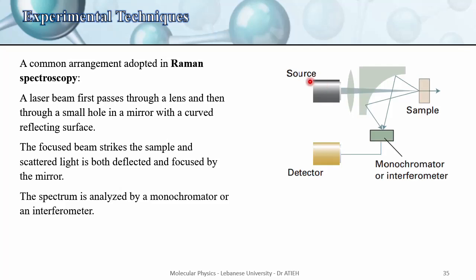We have here the source. The source emits the light. This is a laser beam. It passes through a lens. Then there's a curved mirror that contains a small hole. The light continues flowing through this hole and it reaches the sample where our molecules are found. The photons are scattered by the molecules in different directions, and they are all gathered by the curved reflecting mirror. They are gathered towards a monochromator, and the monochromator analyzes the frequencies of the obtained photons and then sends them to the detector.